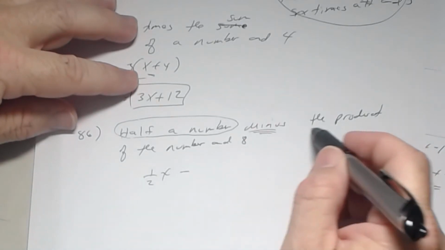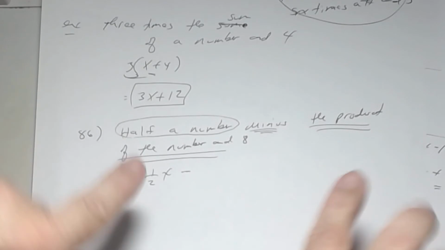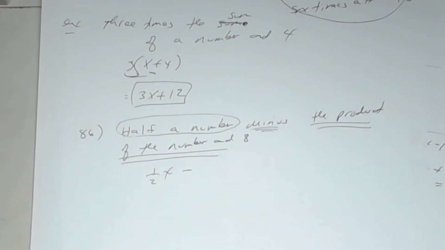Y'all see it? Now let's talk about this part that I have underlined twice. The product of a number and 8, how's that represented? 8x. Y'all agree? Okay, product of a number. How do you represent a number? x. And it's also multiplied by? 8. So it's 8x. So 1/2 x minus 8x.